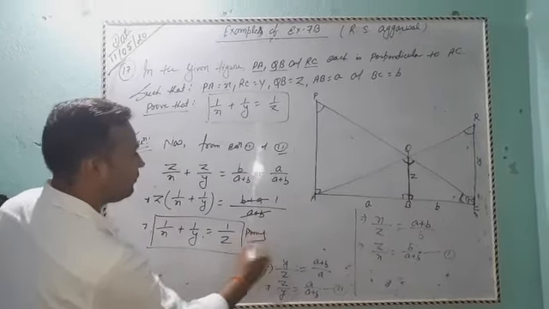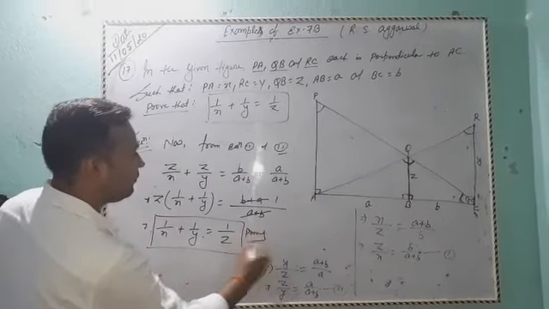Next, example 19 of exercise 7b. In the given figure, angle ACB equals 90 degrees, and CD is perpendicular to AB. Prove that CD square equals BD into AD. So let's start the solution.